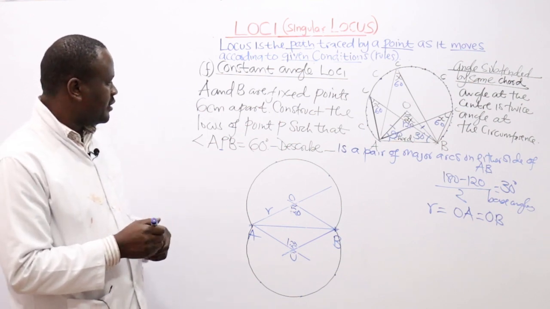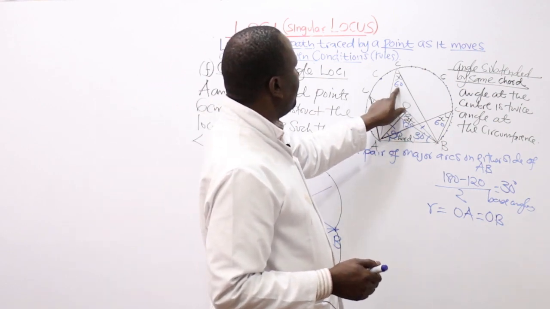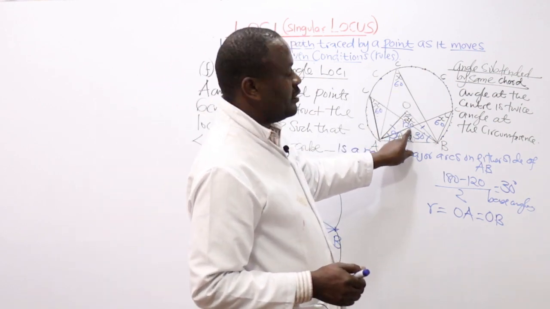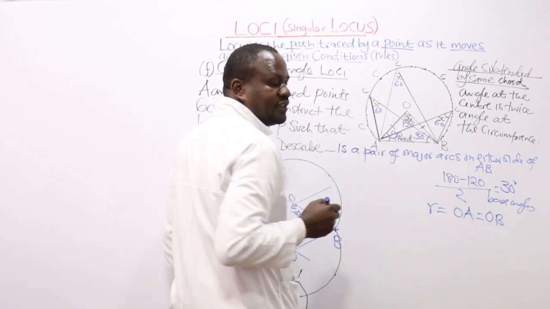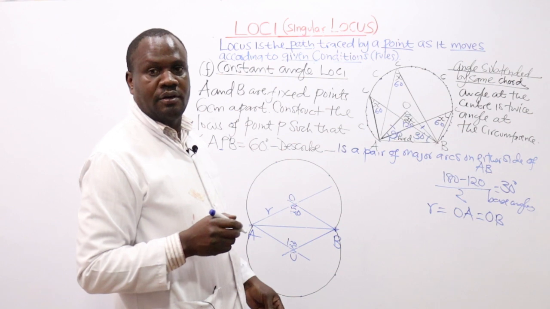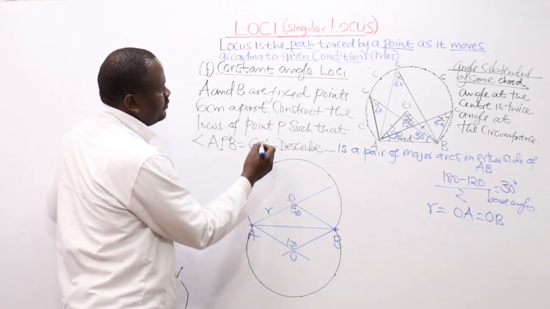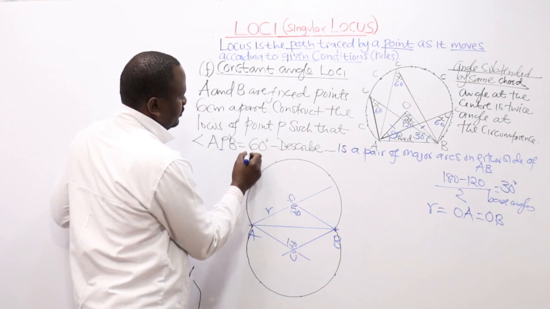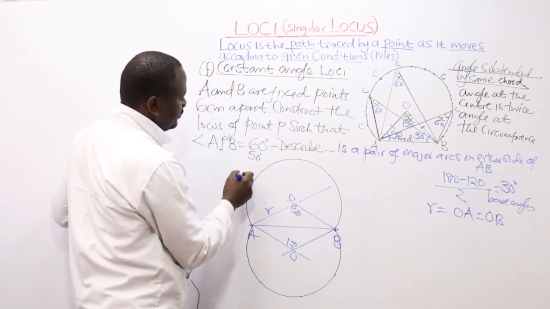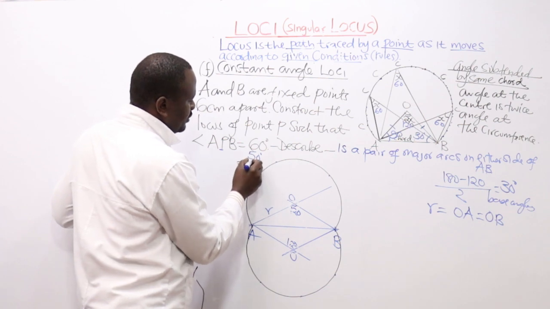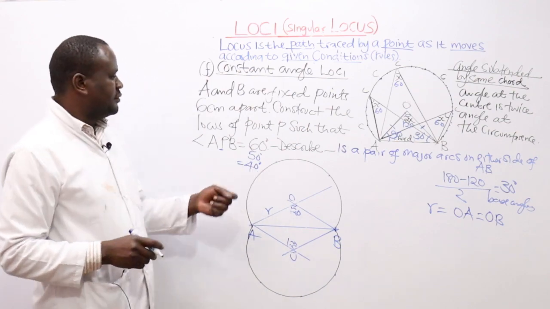So if the angle were to be 40, this would have been 80, and this would have been 50, 50, and so on and so forth. So we can now change this angle to be anything, to be 50 degrees, to be 40. So let's change these angles to be 50, to be 40.